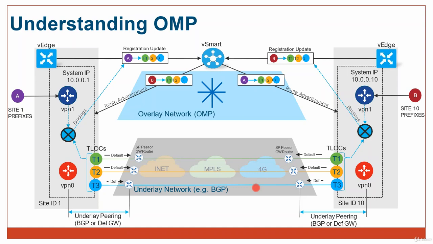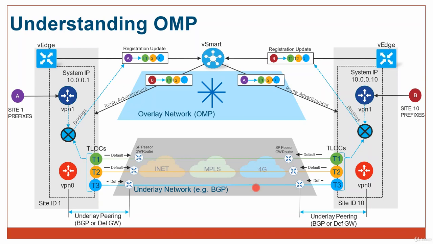But in TLOC, we have certain other attributes as well. Now what is happening is that all these edge devices are OMP peers with the vSmart. vSmart works as a route reflector. Once you send an update to vSmart, it will reflect that route to all the remaining sites, all the remaining vEdges.